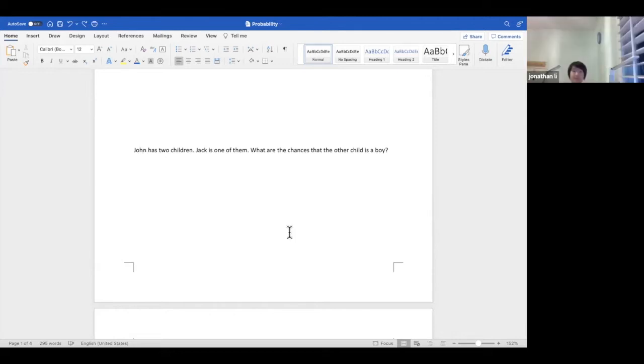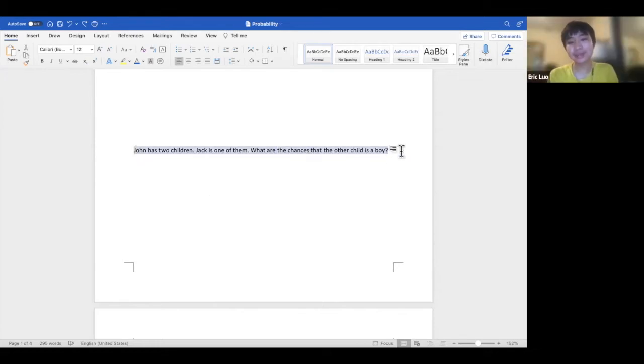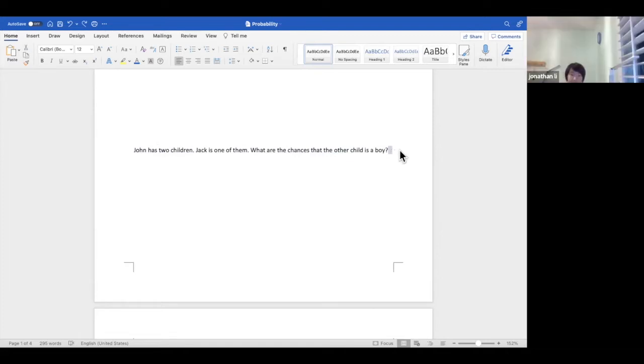Oh, this is different though, right? Well, it's actually giving the same information, right? We're just giving the name of Jack's dad. It's still the same information. You already knew that there were two children. You already knew that Jack was one of them. And we're still asking what are the chances that the other child, Jack's sibling, is a boy? You can just find the total combinations of two children, boys and girls.